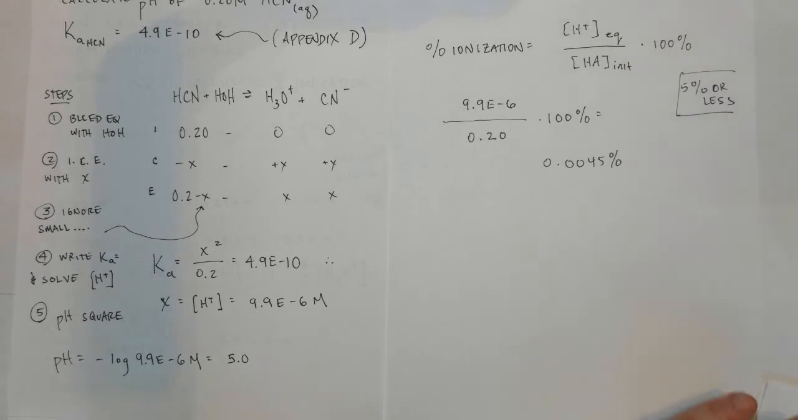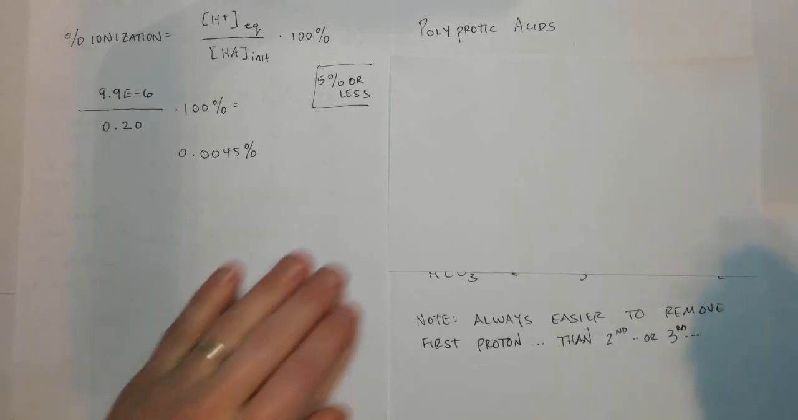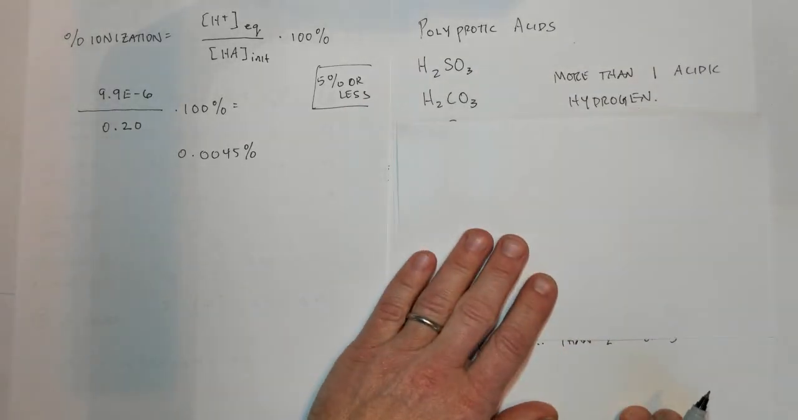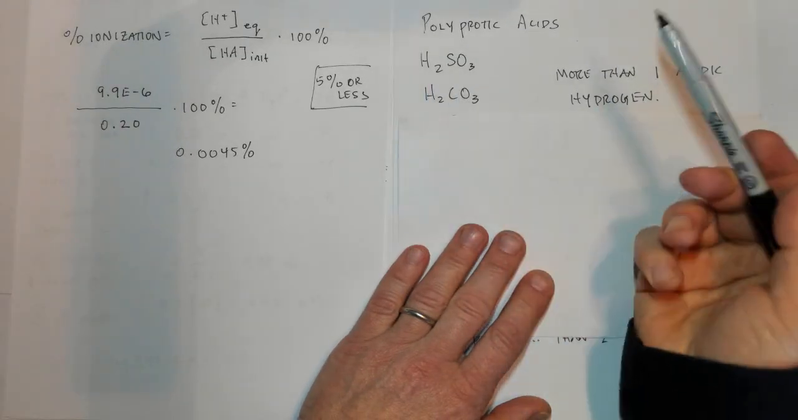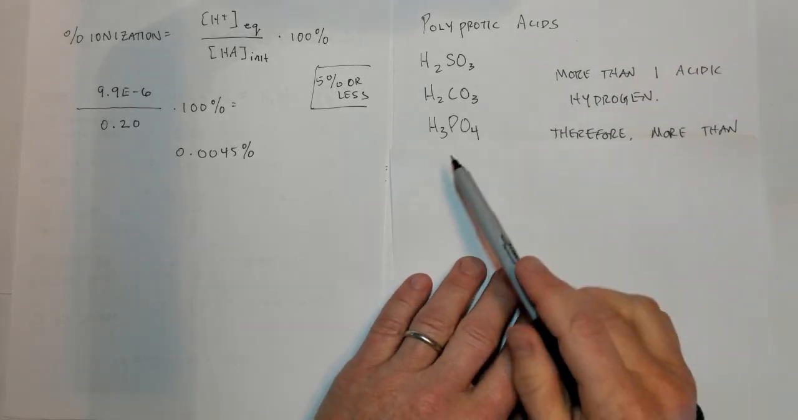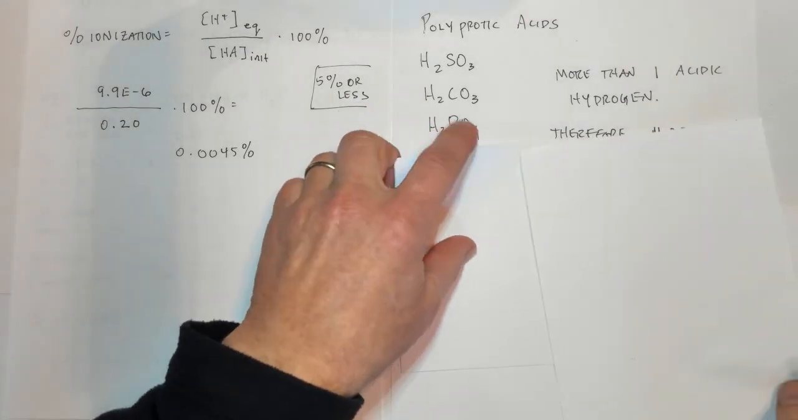Last piece in this video cast are acids that have more than one hydrogen. Acids that have more than one hydrogen are called polyprotic acids. More than one acidic hydrogen. H2SO3, H2SO4, H2CO3, H3PO4. These are all examples of polyprotic acids. And therefore, they have more than one Ka, because once they give up one proton, they're still an acid. They have another proton to give away.